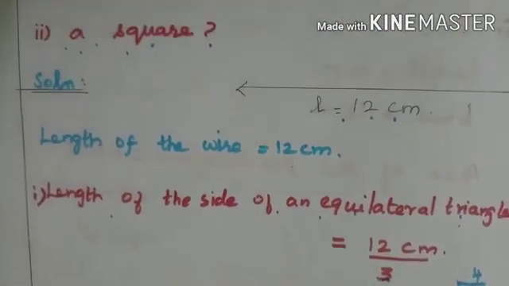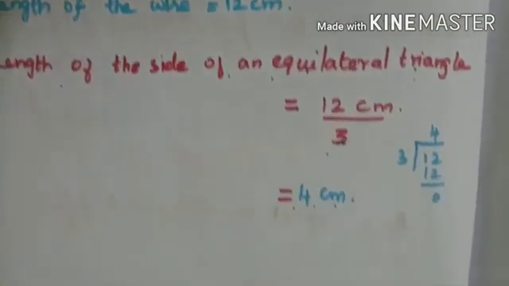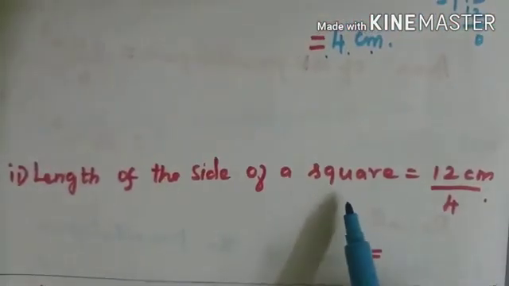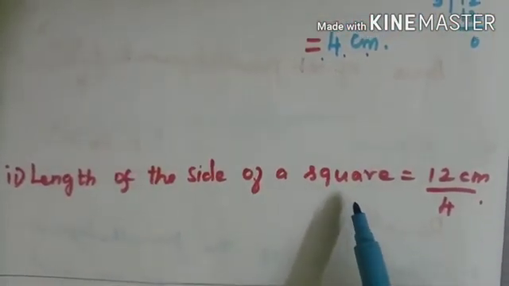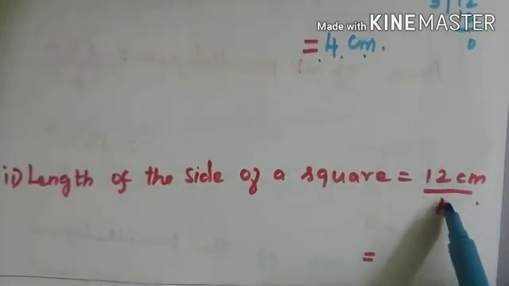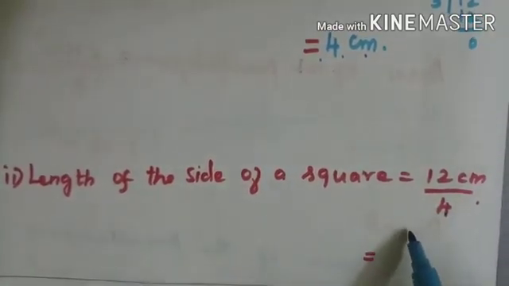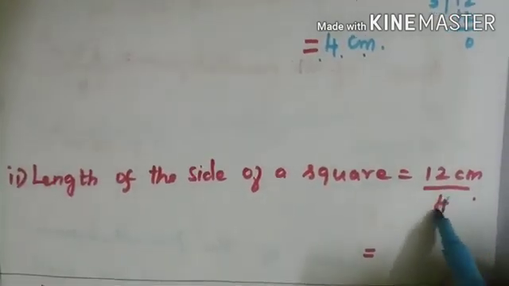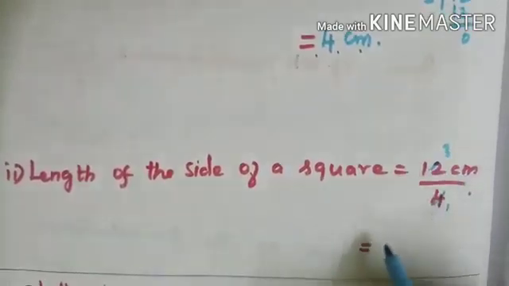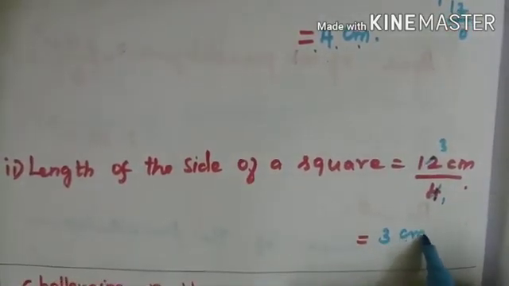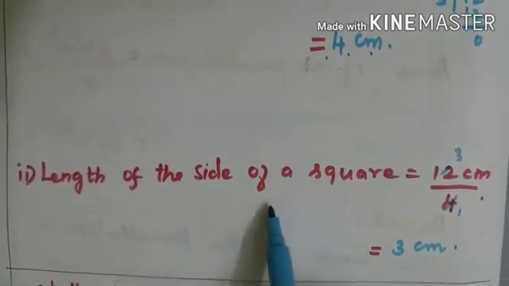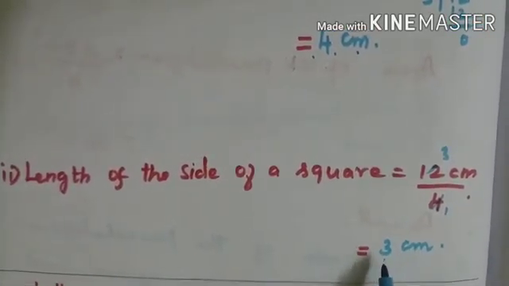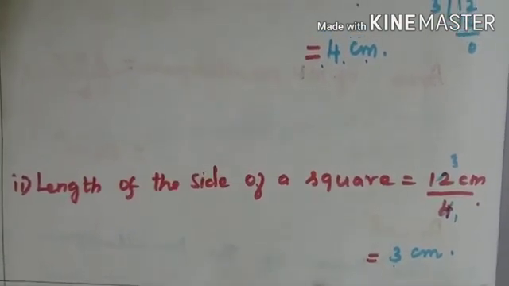Next we are going to see the length of the side of the square. A square has 4 sides and all the 4 sides will be equal. That is 12 centimeter divided by 4. Now you see 12 divided by 4. 1 4 is 4 and here 3 4s are 12. Therefore, the answer is 3 centimeter. So, length of the side of the square equal to 3 centimeter. So, all the four sides will be 3, 3, 3, 3 centimeter.